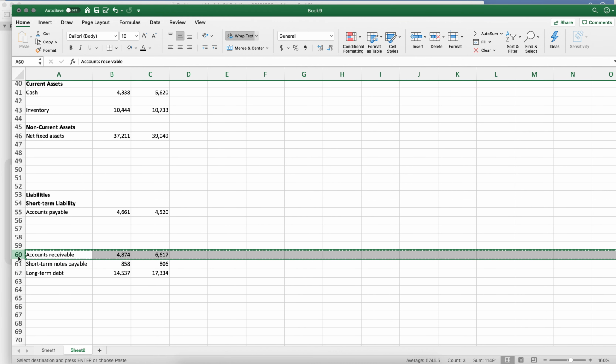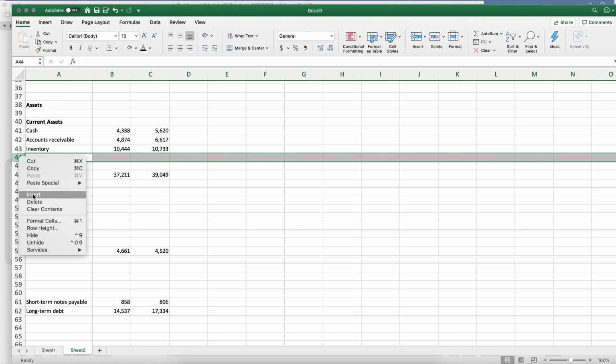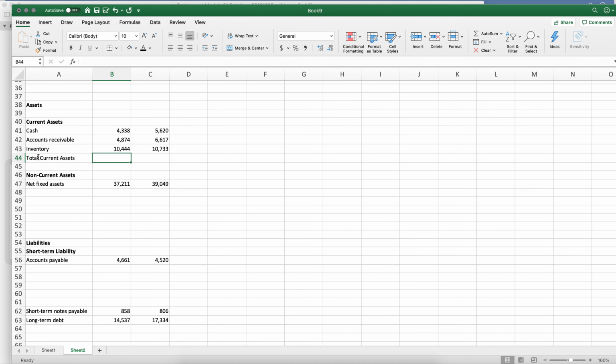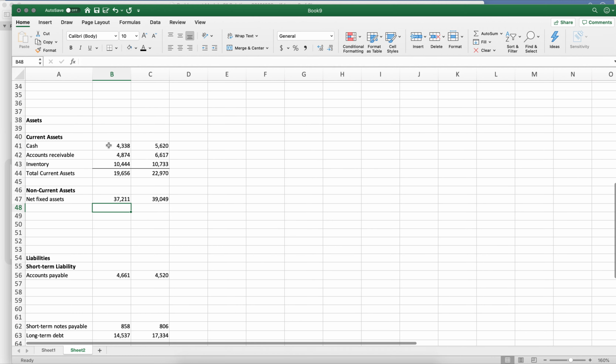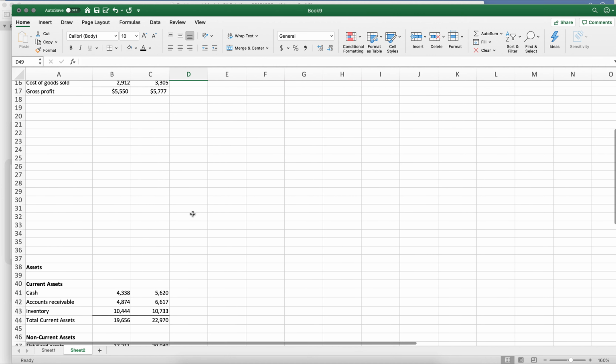I'm going to move this up because accounts receivable is a current asset. The only way that I know that there's only 3 current assets is because I just did this to check and see if I did it right. But you could scroll up and see if there was something else. But basically cash, accounts receivable, and inventory are going to be your current assets.